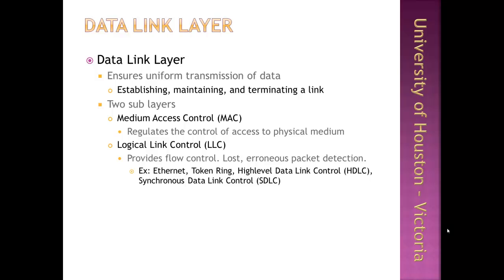Examples of data link, or rather logical link control, are Ethernet, which is essentially that LAN cable that we are all familiar with, token ring, high-level data link control, or HDLC, and synchronous data link control, or SDLC. These are essentially mechanisms by which a network is architected, and the flow of the data is being controlled by these mechanisms over different networks.